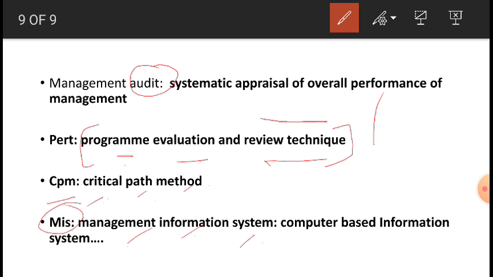MIS means management information system. It is a computer based information system which provides information for effective managerial decision. Okay, so I'll just repeat it once again. Management information system, it is a computer based information system that provides information and support for effective managerial decision making.